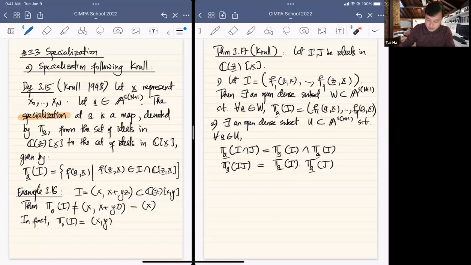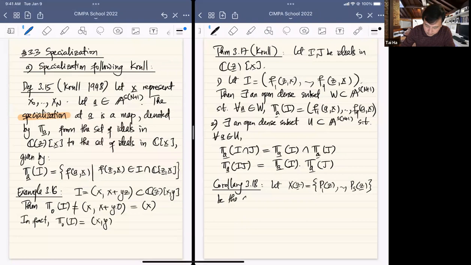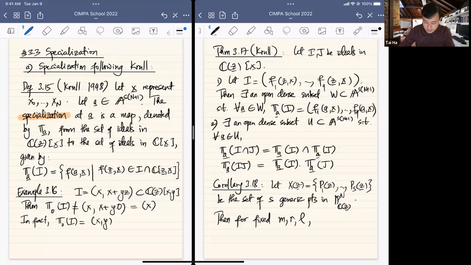So maybe I should put a corollary here. 3.18 Corollary: if we start with X_Z, let it be the set of generic points, as we have seen before, in P^n over C(Z), okay? Then for fixed values of M, R, and L, there exists an open dense subset.